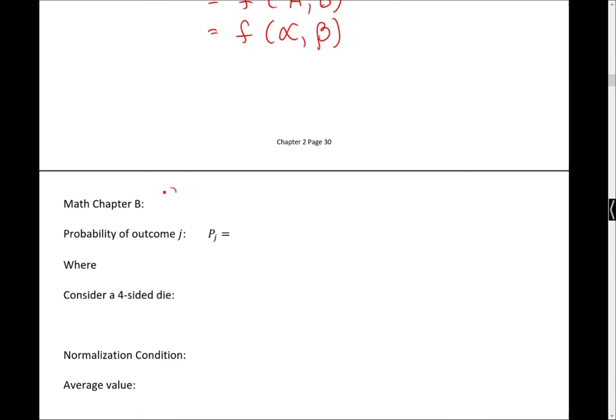In this next section, we're going to be talking about statistics. I'm going to introduce some terminology: N sub j and N. N sub j is the number of times we observe outcome j.